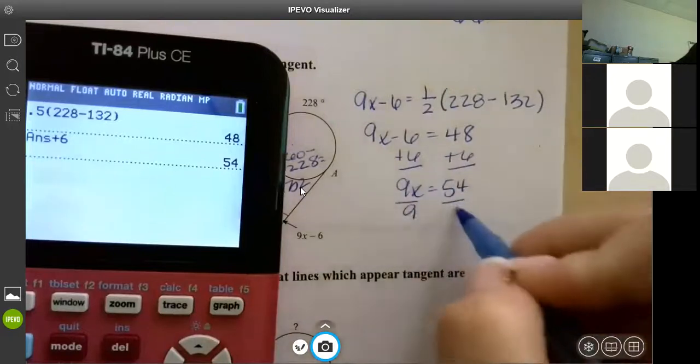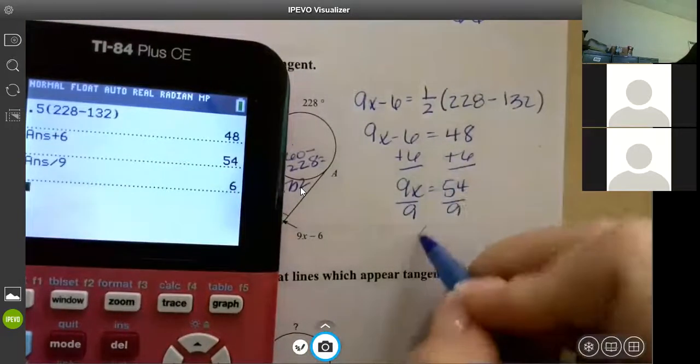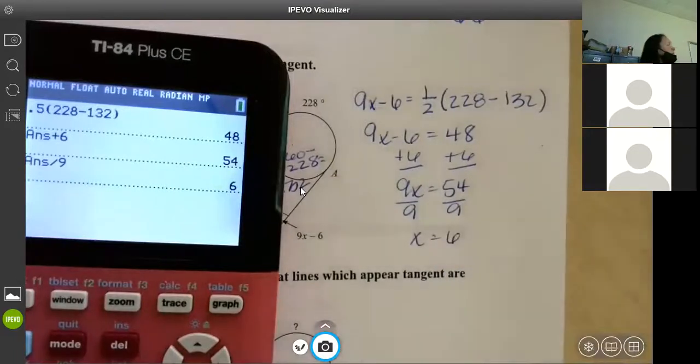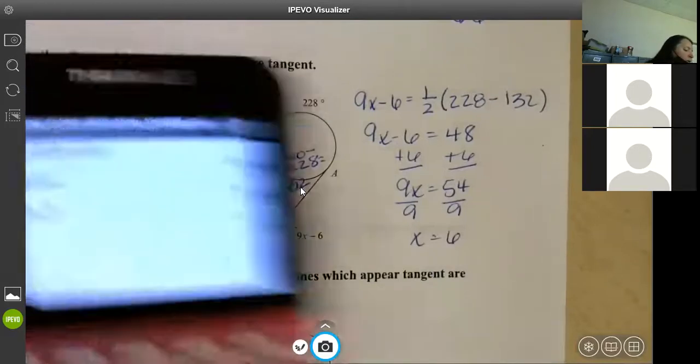Divide by 9. And again, all this stuff you should be able to do in your head, but you can use your calculator so nobody cares. Okay? Everybody good? That's literally it. All right, look at your next one.